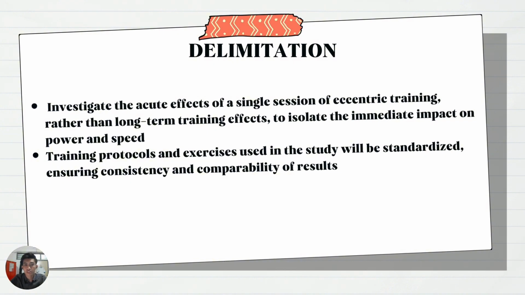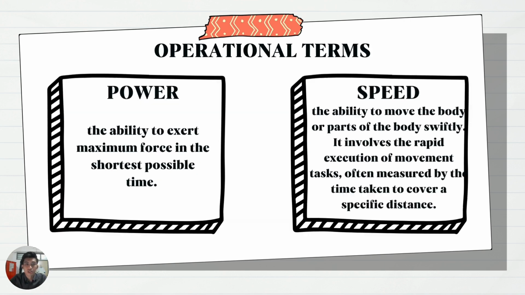So now the delimitation. First is to investigate the acute effect of a single session of eccentric training, rather than the long-term training effect, to isolate the immediate impact on power and speed. Also, the training protocols and exercises used in the study will be standardized. So now we go to the operational terms.